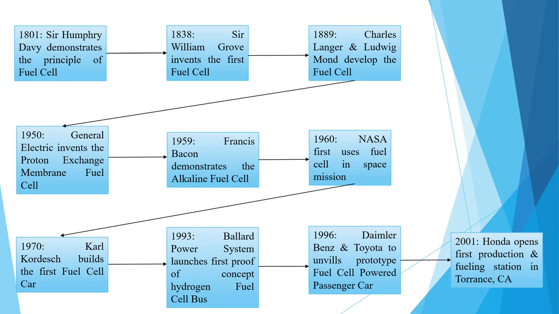So this is the basic timeline of the fuel cell. It comes to 1801, then 1838, then 1889, then 1950, 1959, 1960, 1970, 1993, 1996 and 2001 and so on. So this is the timeline of the fuel cell. So come to the next slide.